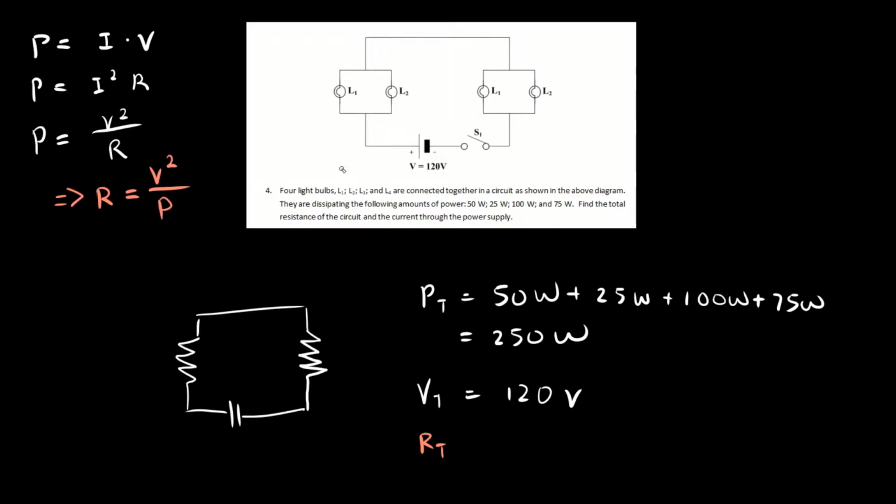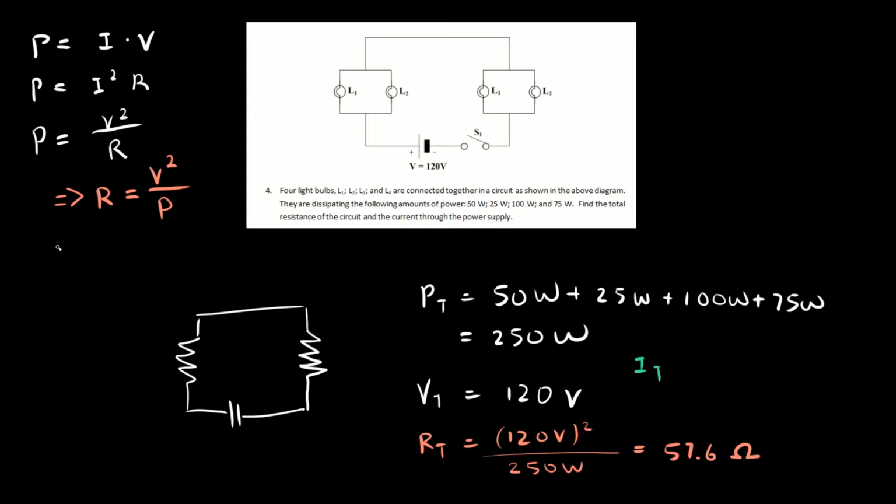So in order to find the total resistance when given the total voltage and the total power, we can rewrite this third equation to be R, the resistance, is equal to V squared, the voltage squared, divided by power. So the total resistance of this entire circuit would just be the voltage squared, so that's 120 volts squared, divided by the power, so 250 watts. And this equals 57.6 ohms.